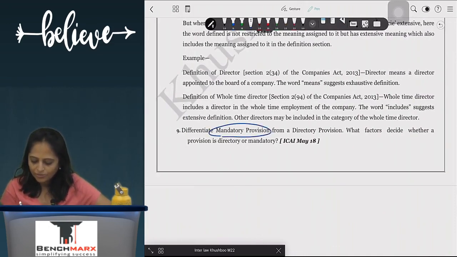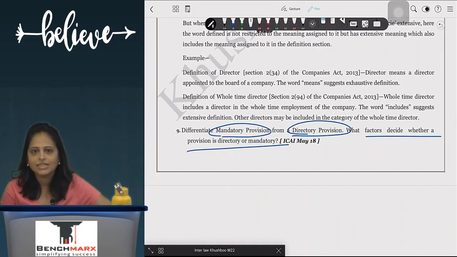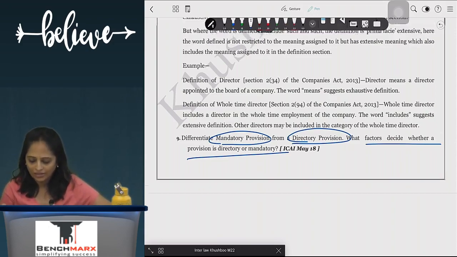Differentiate mandatory provision from a directory provision. What factors decide whether a provision is directory or mandatory? So it is the same thing they are asking. They have just asked the shall and must one in a different way. So with shall and may, if it is shall then it is mandatory, if it is may then it is directory.